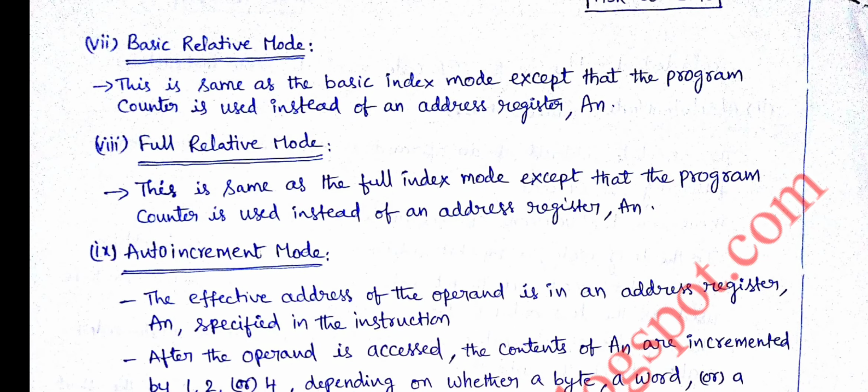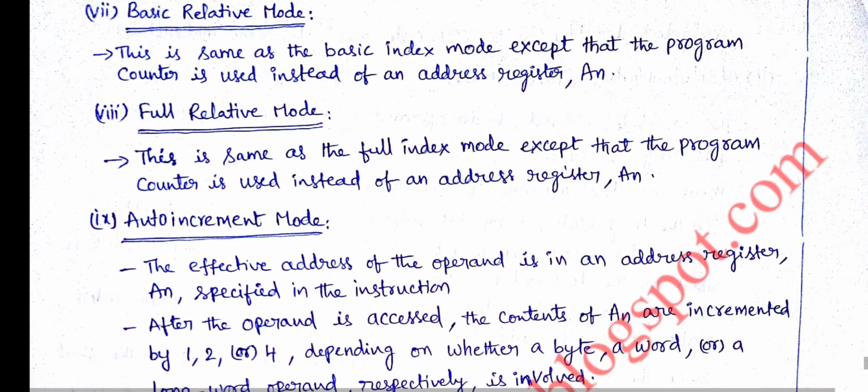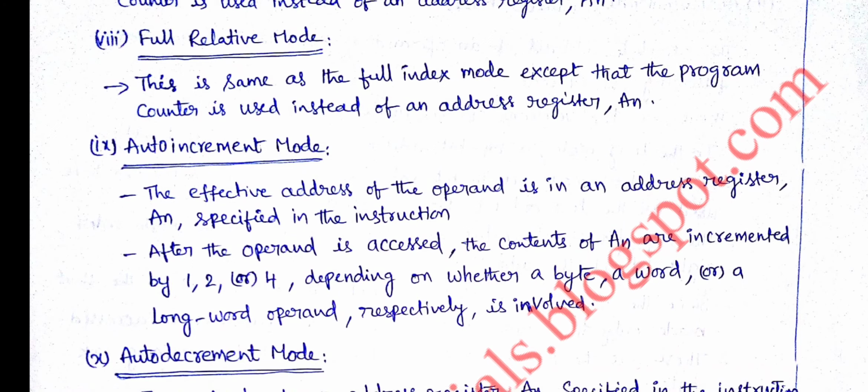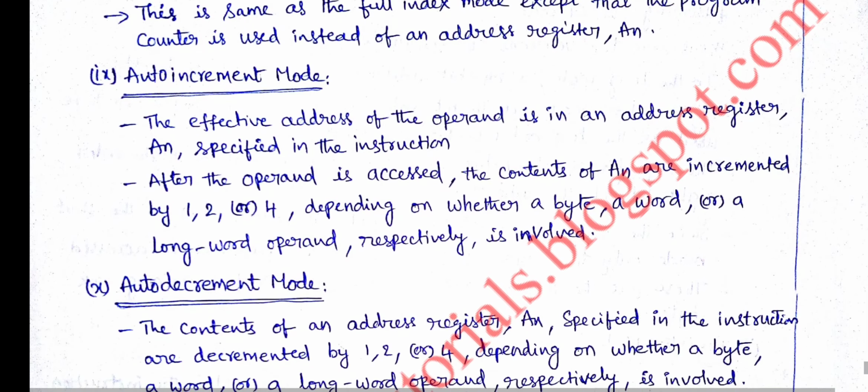Next, basic relative mode. This is the same as the basic index mode except that the program counter, PC, is used instead of an address register An. Full relative mode. This is the same as the full index mode except that the program counter is used instead of an address register An. Auto increment mode.